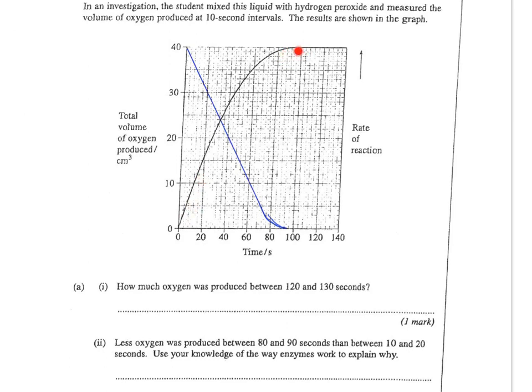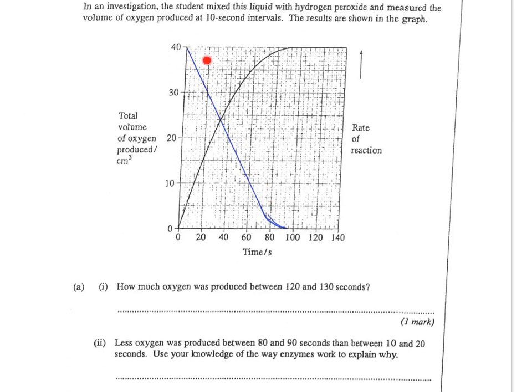So it's slower here because you should know that as the reaction proceeds, the substrate's used up. So if the substrate concentration is less here, there'll be fewer collisions with the active site of the enzyme, so there'll be fewer enzyme substrate complexes.